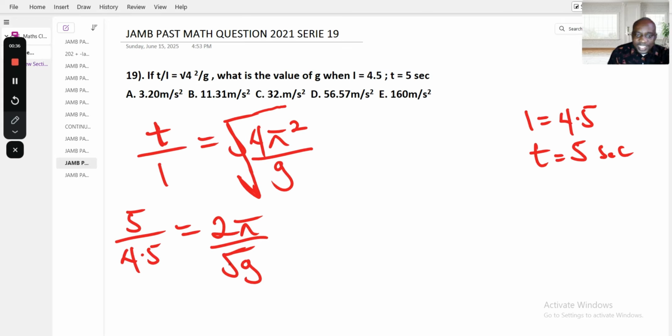Now, what is the next thing we are going to do? Let's cross multiply. Cross multiply like this. Therefore, 5 times the square root of g equals to 4.5 multiplied by this.